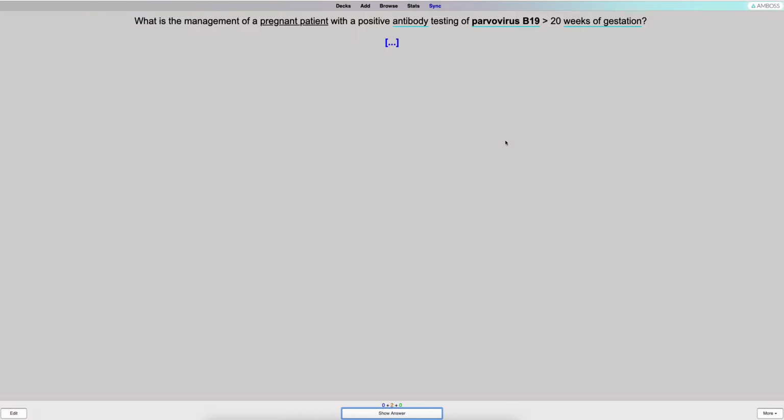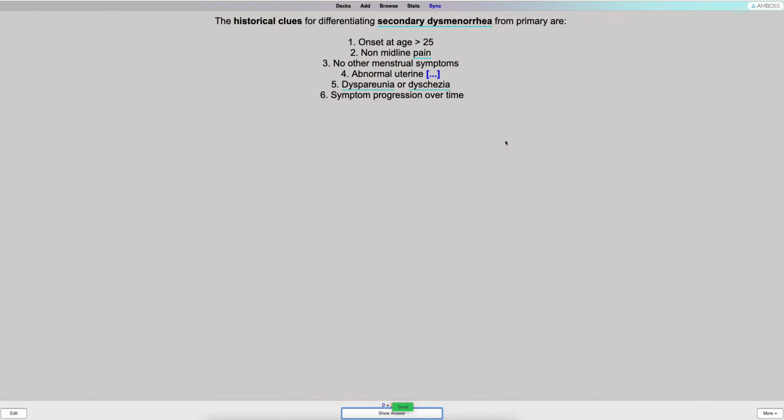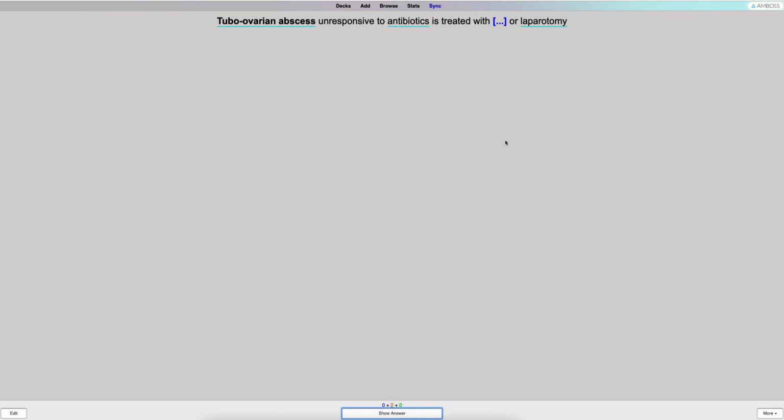What's management of a pregnant patient with positive antibody testing for parvovirus greater than 20 weeks? Weekly ultrasounds looking for hydrops fetalis. Mini pill is norethindrone. Treatment of severe cases of polyhydramnios can give indomethacin. Bleeding is a historical clue for differentiating secondary from primary. Tubo-ovarian abscess is treated with image-guided drainage.